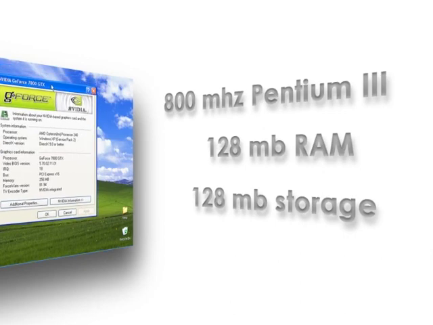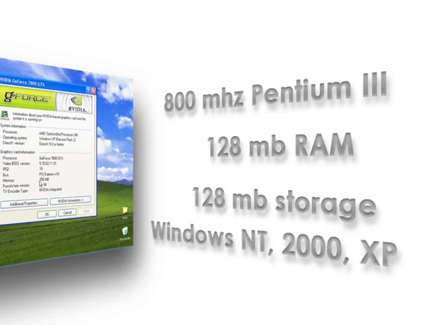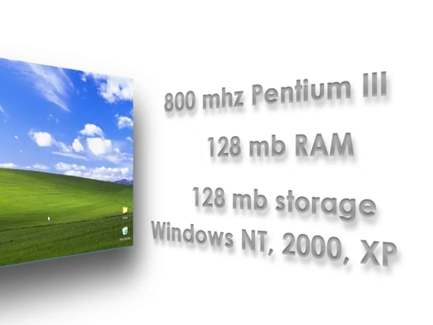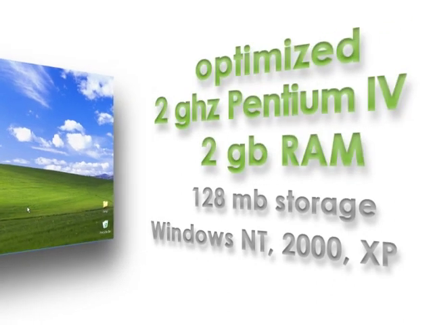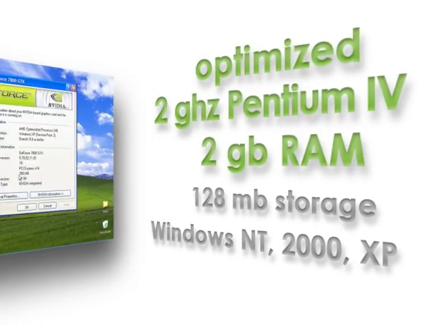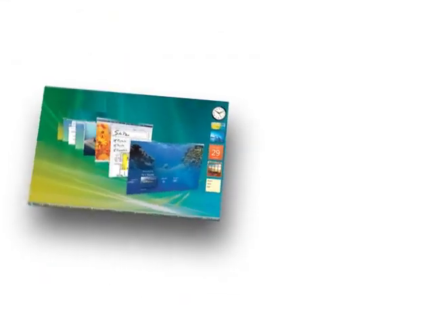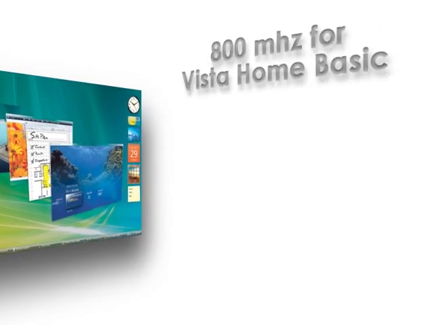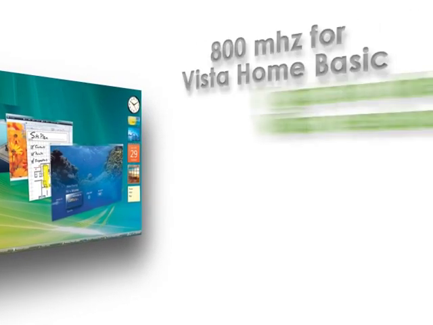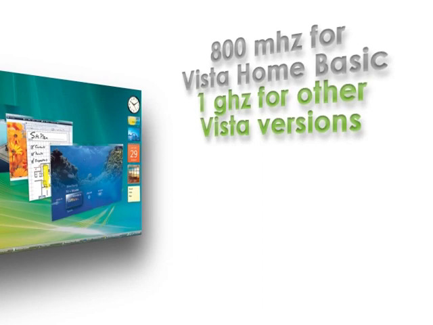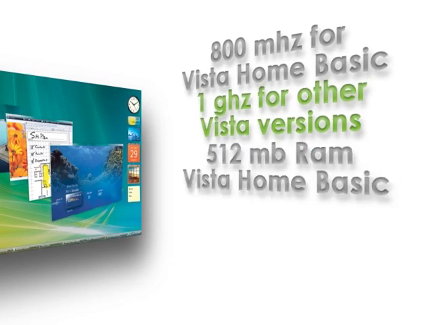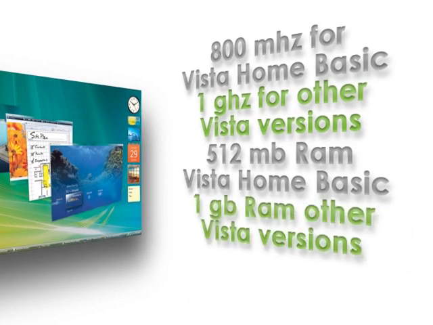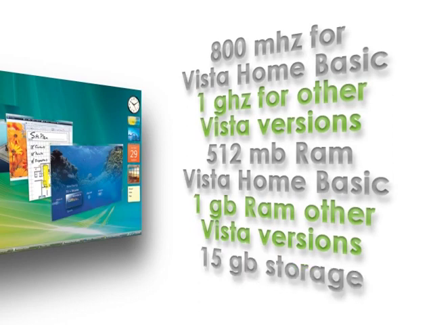You'll want to make sure your operating system is updated to Microsoft Windows 2000, Windows XP Home, or Windows XP Professional Edition. You'll find a system upgraded to a 2 GHz Pentium 4 processor and 2 GB of RAM will run noticeably faster. For PC users running Microsoft Windows Vista, you can run SketchUp with a minimum of an 800 MHz processor for Vista Home Basic, or a 1 GHz processor for other Vista versions. You'll need at least 512 MB of RAM for Vista Home Basic, and 1 GB of RAM for other Vista versions. And for any version of Vista, you'll need 15 GB of available hard drive space.